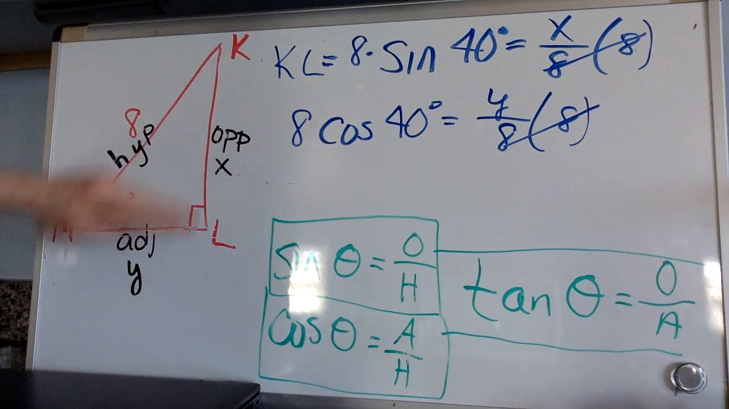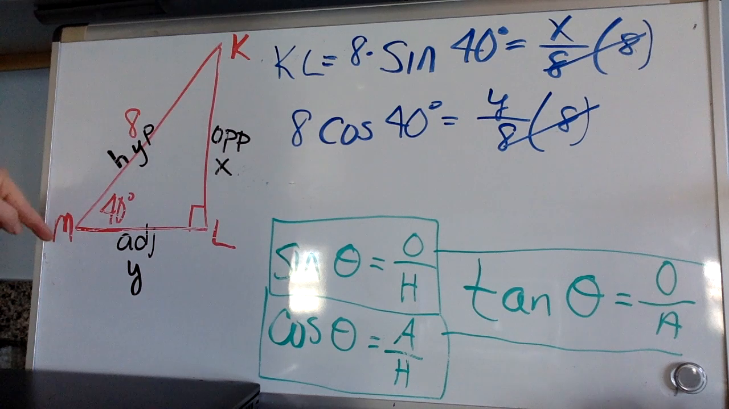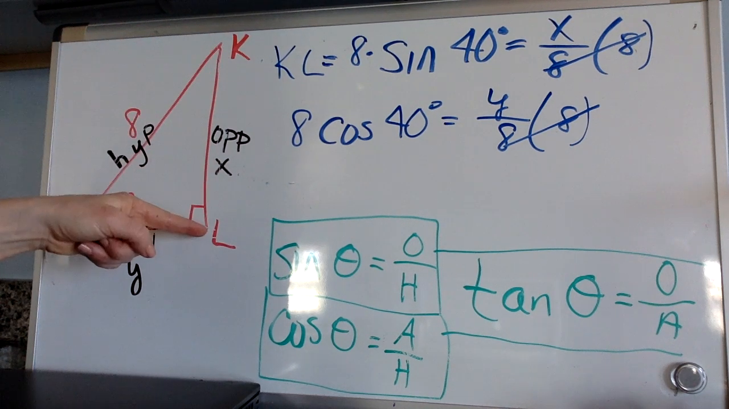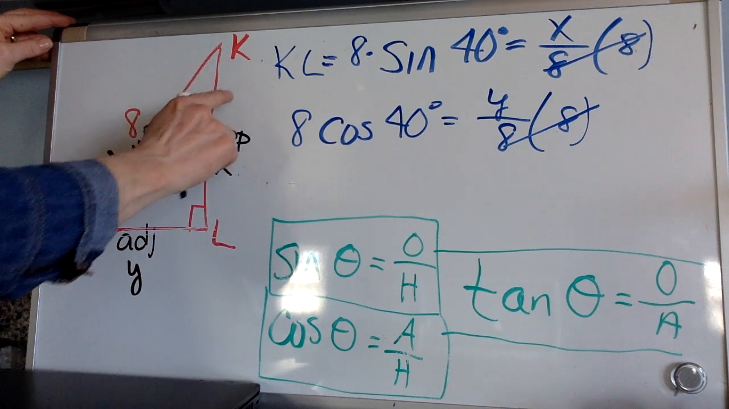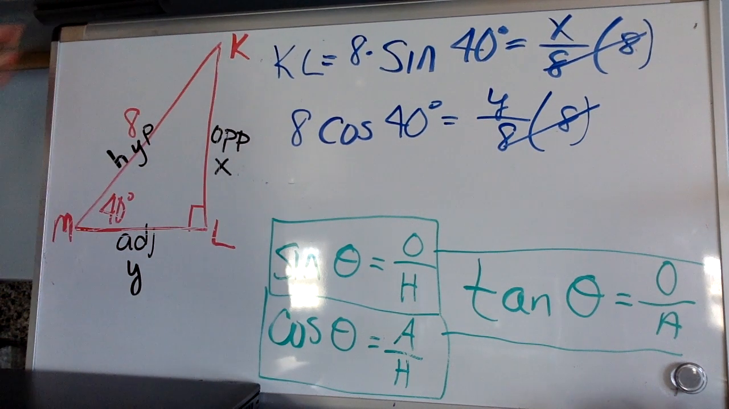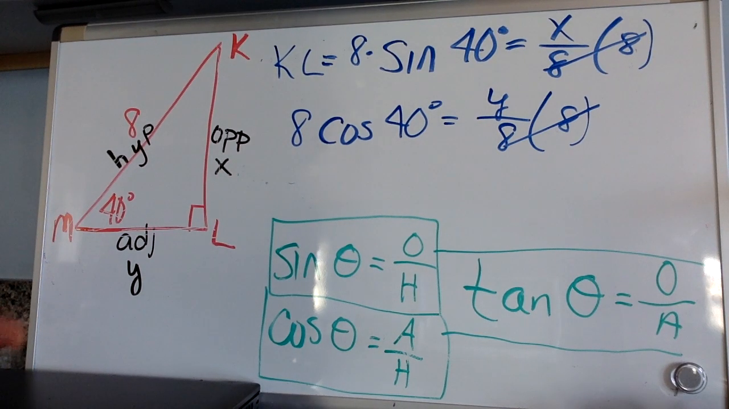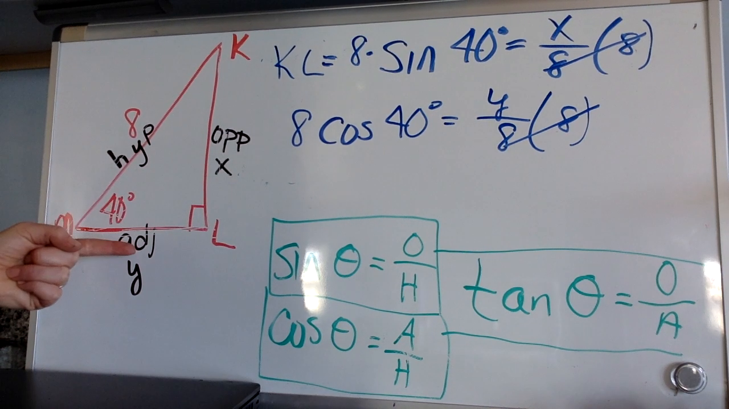Once you find one leg, let's suppose I found KL first, I have a choice. If I know that this is 8 and then I know this length, I can use those two lengths in the Pythagorean theorem. A squared plus b squared will equal c squared, my hypotenuse squared. I can do that if I want. Or I can just go ahead and use the cosine ratio to find it too. So I have a choice which way I want to do it.